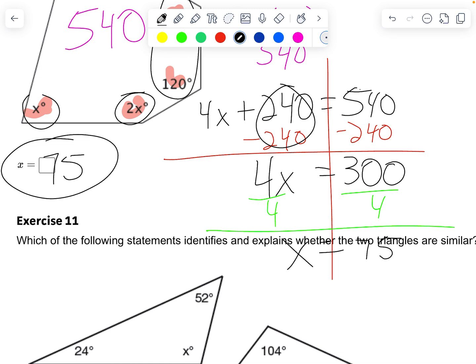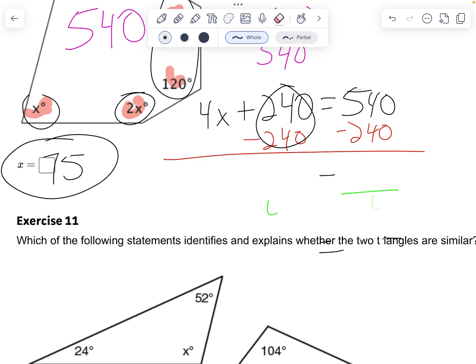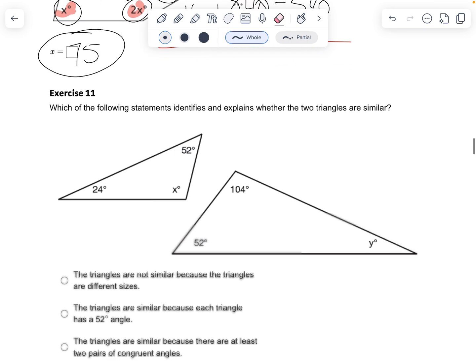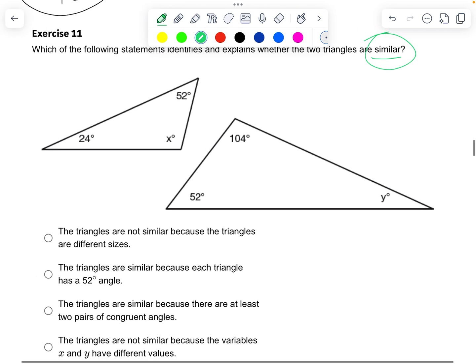Let me get rid of this now so I get some room here because we're going to go to number 11. I've got 2 triangles, so we have to compare them and see what they are. Which of the following statements identifies and explains whether the 2 triangles are similar? Circle the answer. Are they similar? Let's find out. Well, this is 52. What do they have in common? This is 52, and this is 52.